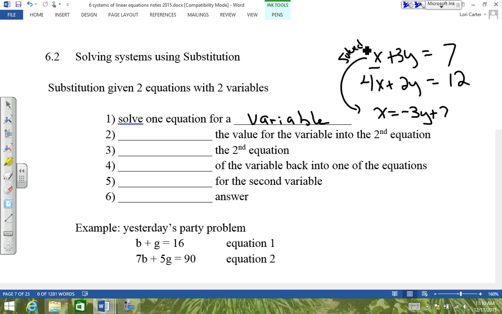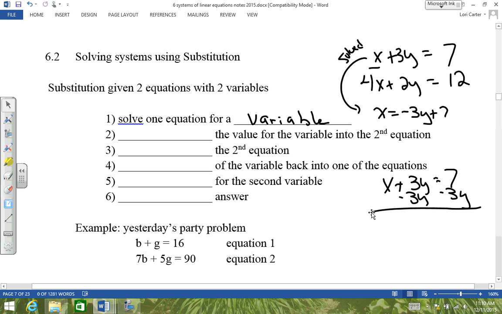Time out. How'd you get a negative? Because you have to subtract it. Here, watch. x plus 3y equals 7. How do you get x by itself? You subtract the 3y. I want x. Oh, okay, I got it now. Are we good? Okay, I'm erasing that because I need that room.